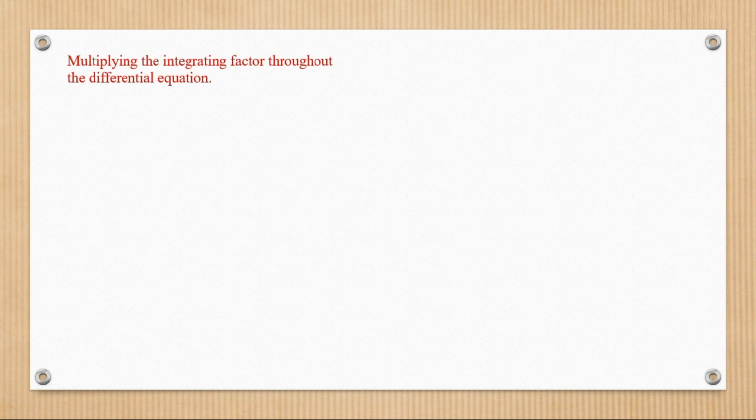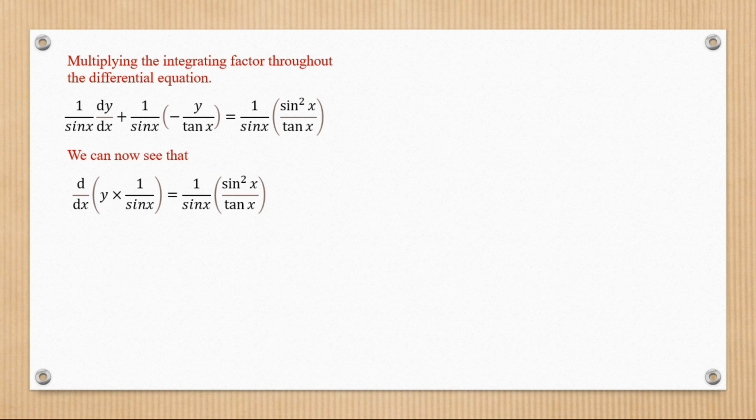Alright, so multiplying the integrating factor throughout the differential equation, we will have 1 over sine x dy/dx plus 1 over sine x, in brackets, negative y over tan x, equal to 1 over sine x times sine squared x over tan x. Now we can see that the entire left hand side is the derivative of y r, which is y times 1 over sine x, being equal to the value on the right hand side.